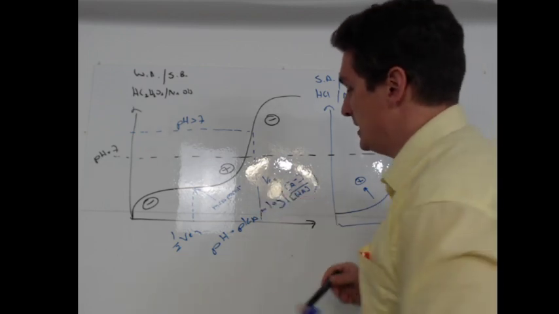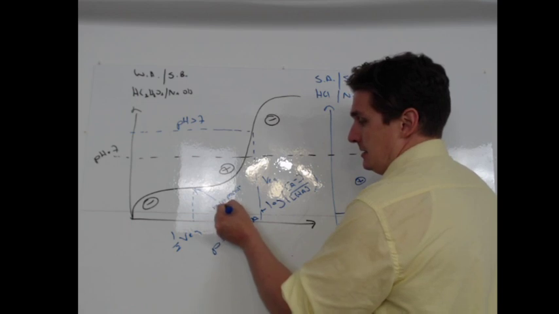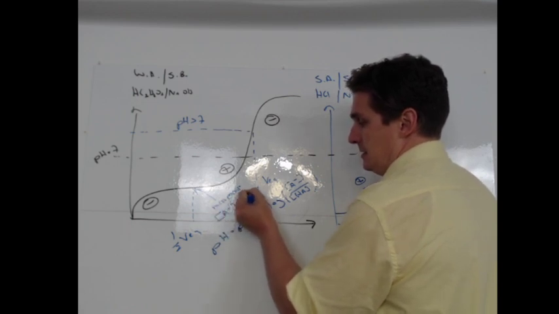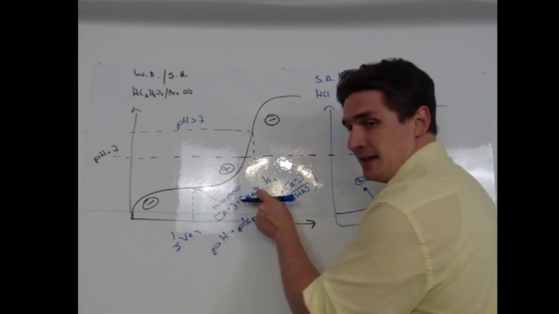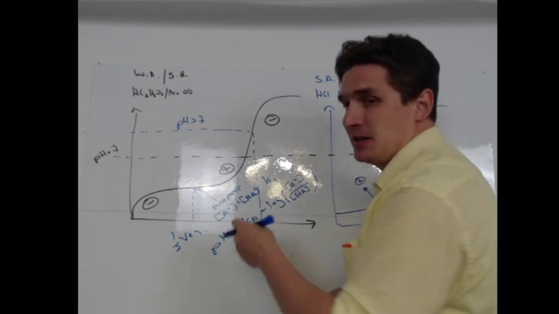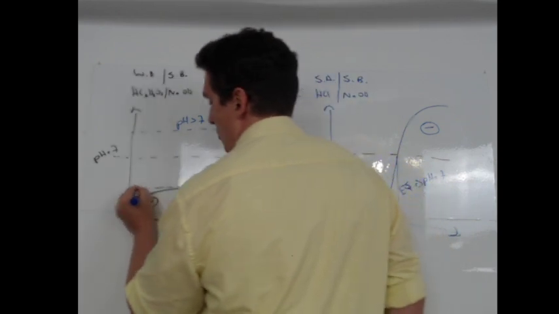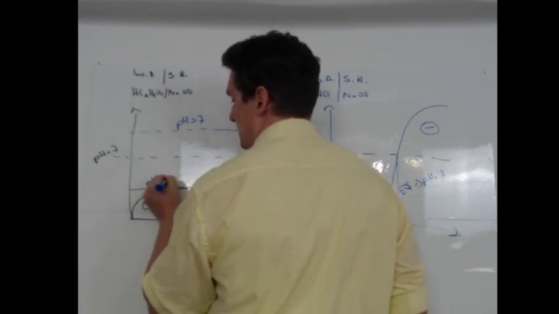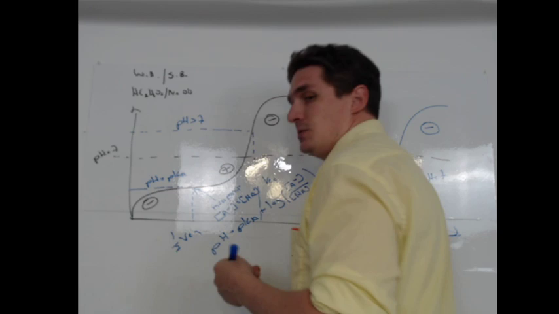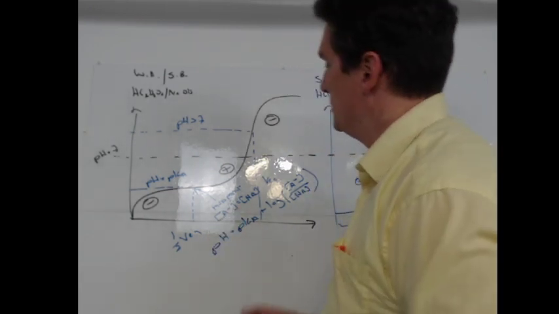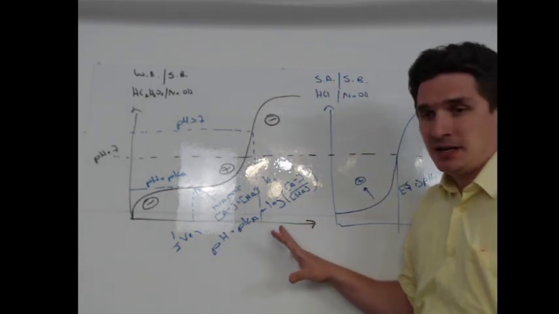At this point, we've reacted away half the acid, and that half of the acid has become the conjugate base, so they now are in equal concentrations. So at this point, the pH equals the pKa. So this is how you analyze the titration curve.